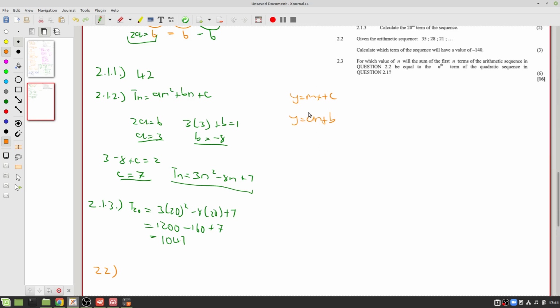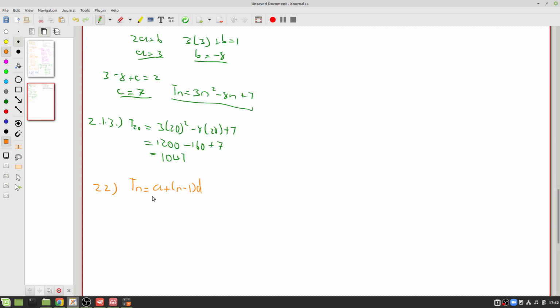So we just use n instead of x's. That's the normal thing. But in general, we will write down the nth term of an arithmetic sequence as the first term plus n minus 1 times the thing we add each time, right? So for arithmetic, we add the same thing each time. So the sequence is 35, 28, and 21.